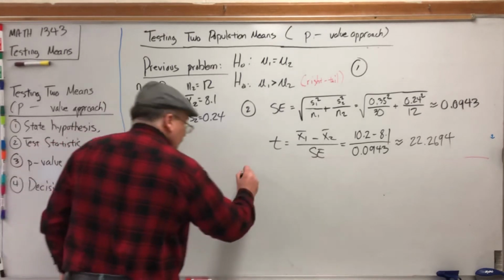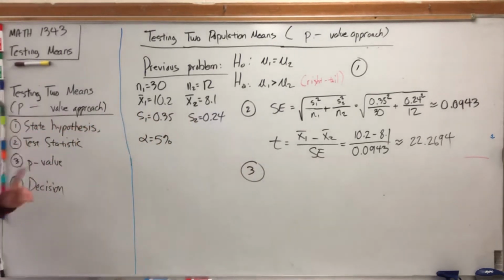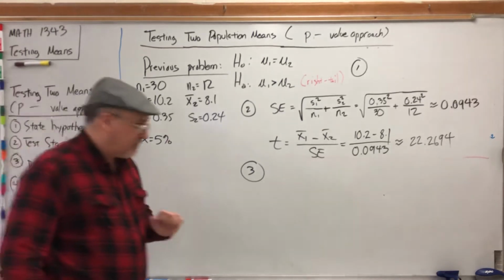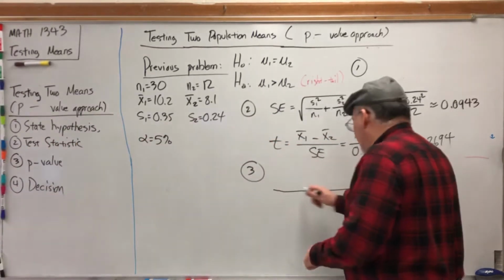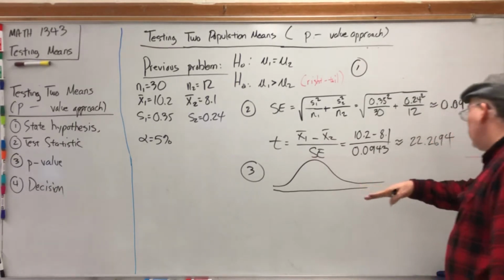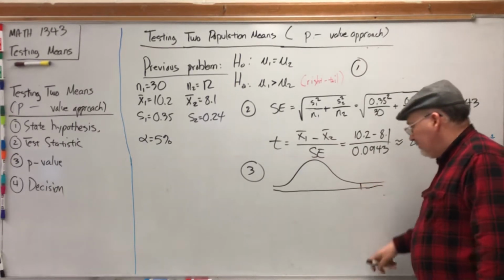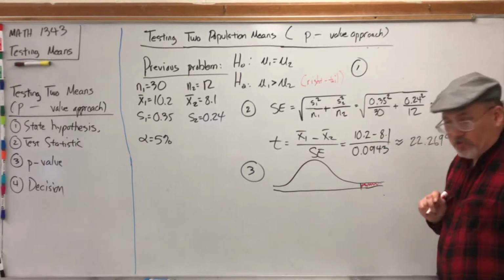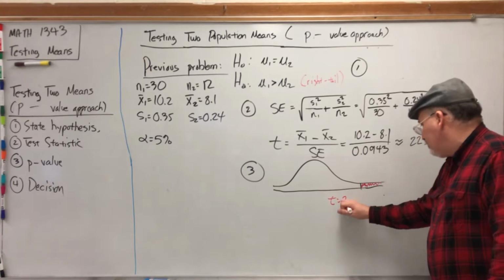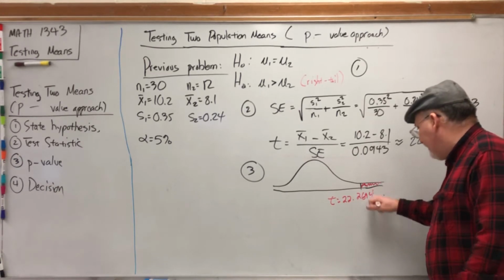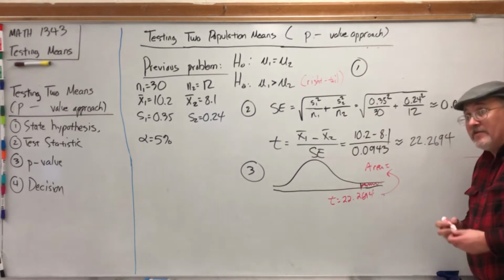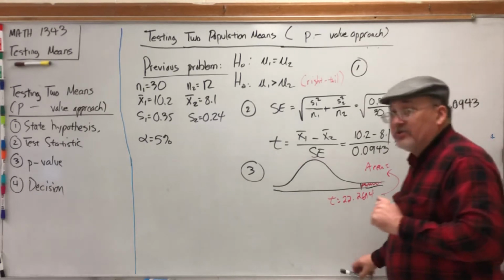But what do we do for step 3? For step 3, we calculate the p-value, and the p-value is the area of the tail cut off by the test statistic. This test statistic is way off to the right. And we're cutting off a right tail because it was a right-tailed test. T equals 22.2694. And now we need to figure out this area. And when we find that area, it will be the p-value. We don't have to double it because it's not a two-tailed test.